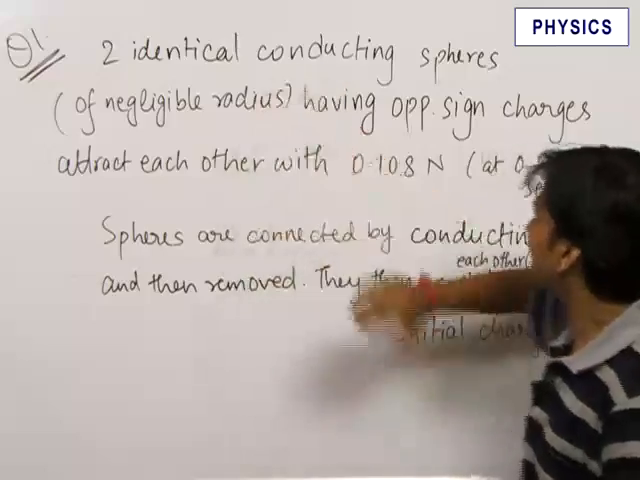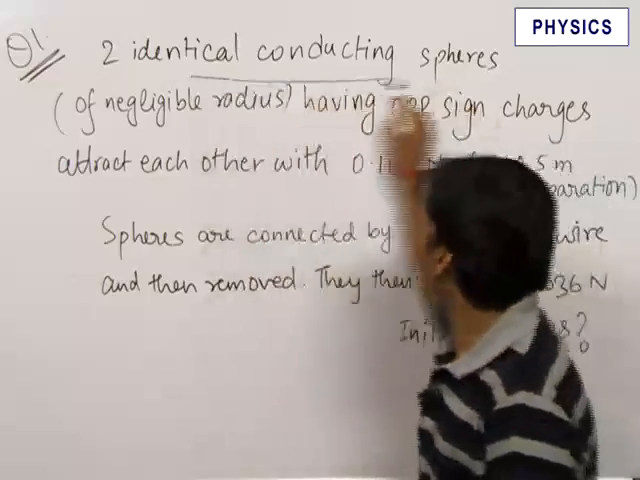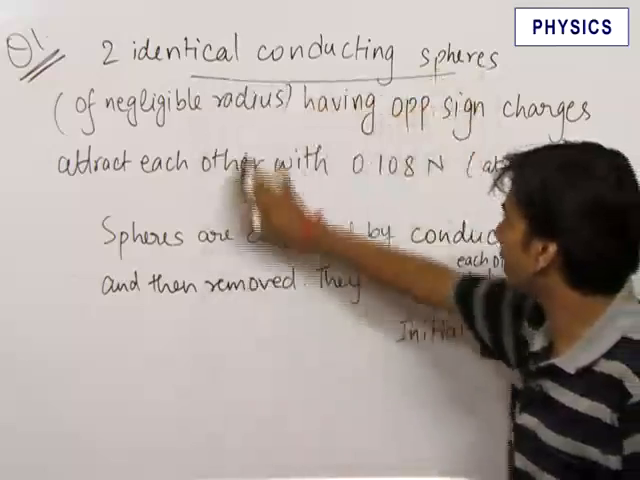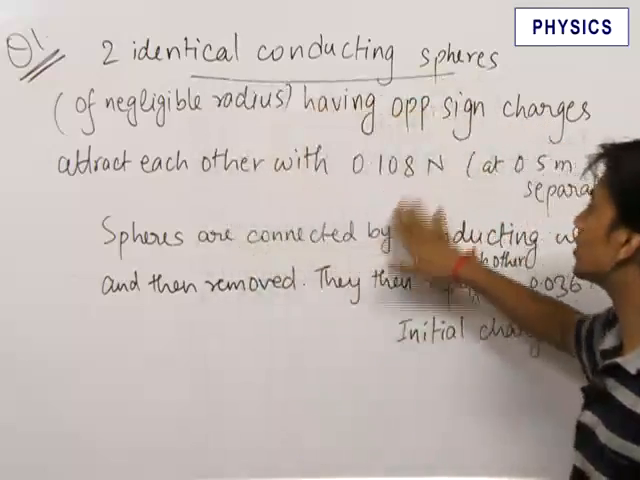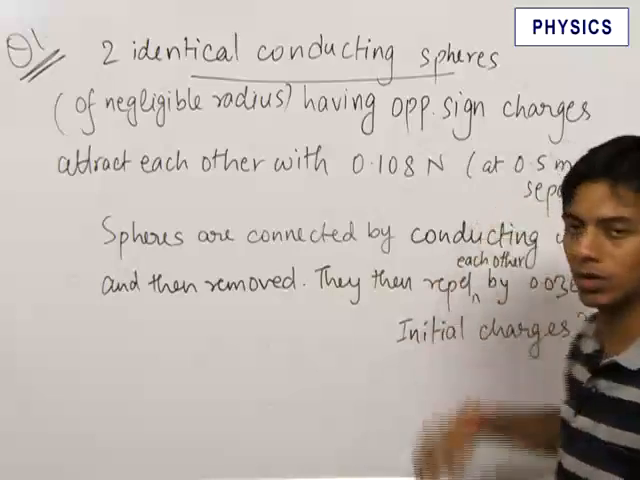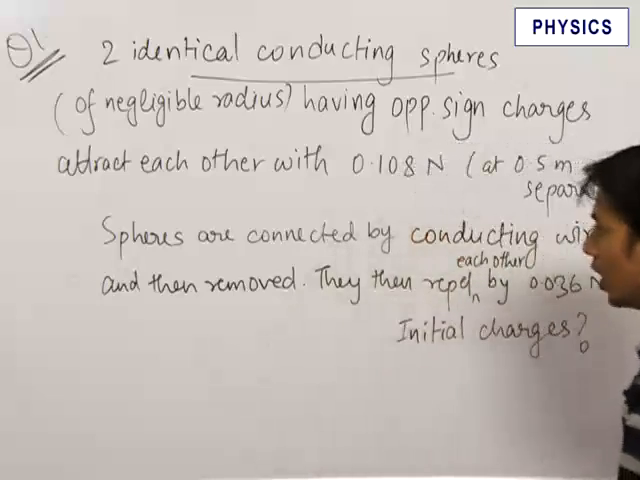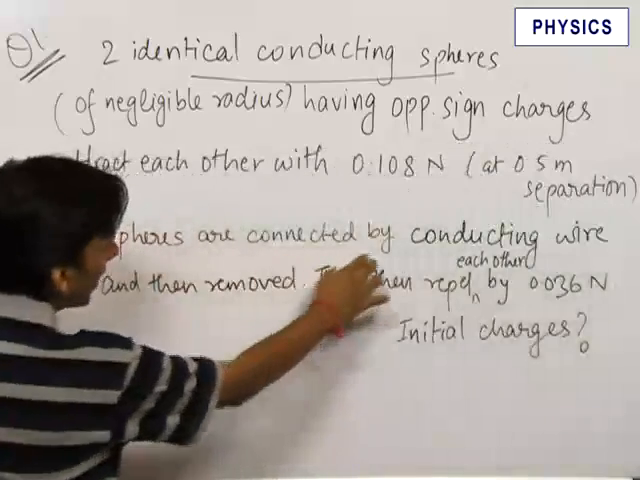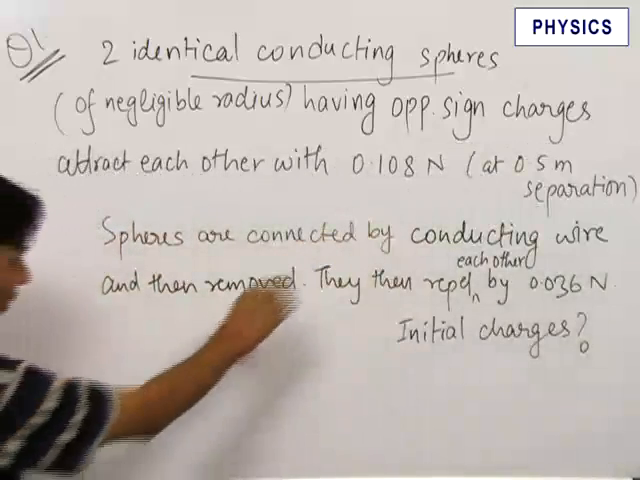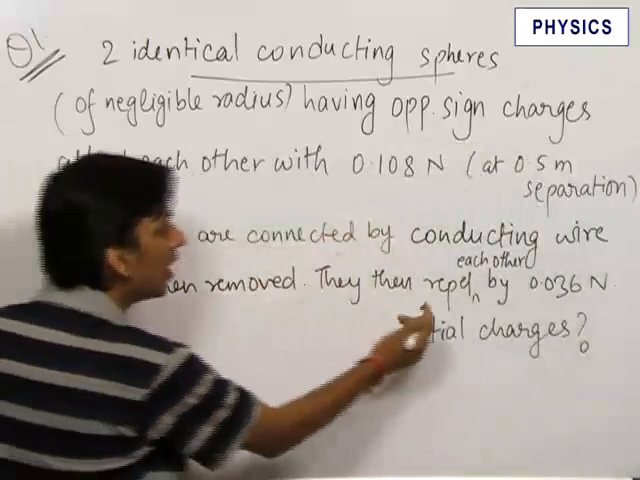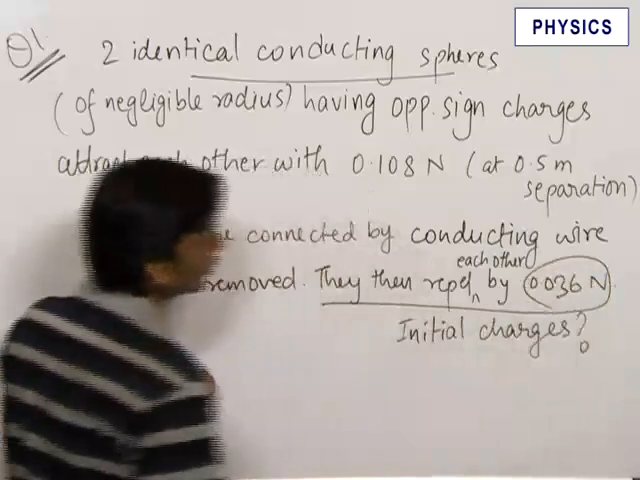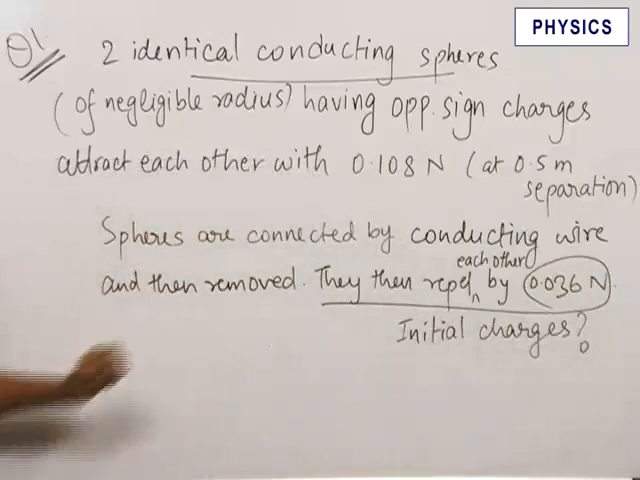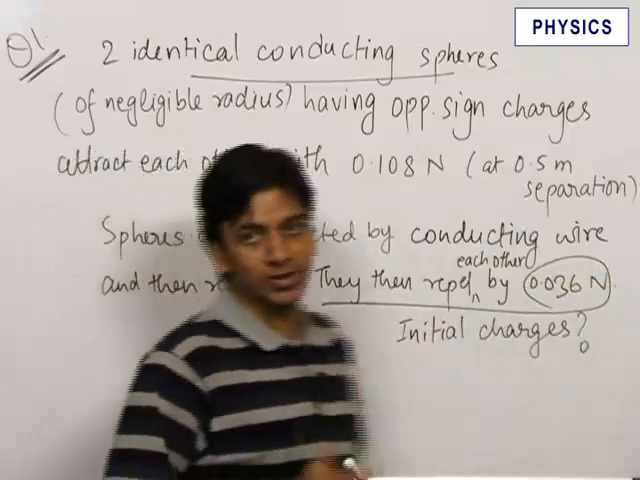There are two identical conducting spheres. Mind the words, two identical conducting spheres of negligible radius having opposite sign charges, which attract each other with a force of 0.108 newtons when kept at 0.5 meters separation. Now what happens is that these spheres are connected by a conducting wire, and then the wire is removed. It is then seen that they repel each other with a force of 0.036 newtons. We need to find out the initial charges on the two spheres.